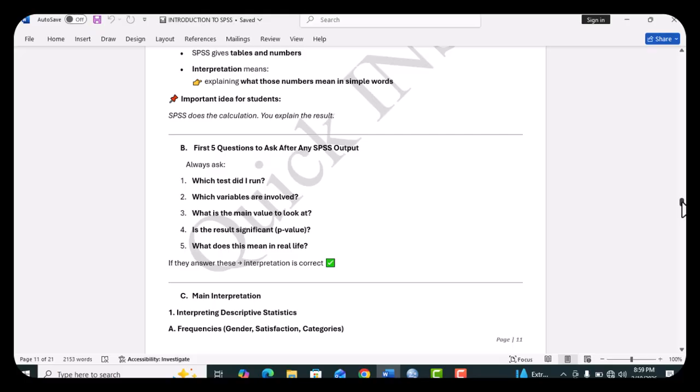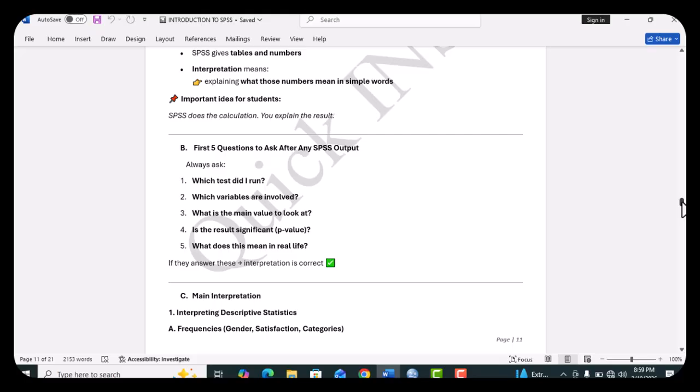Okay, these are the first 5 questions to ask after any SPSS output. When SPSS gives you the output, you are led to ask yourself, what's the next thing to do? So which test did I run? For this one I ran the descriptive statistics test, and you might run correlation and regression and a lot of that. Maybe you want to do more things like collinearity and multicollinearity and everything like that. So you do the test.